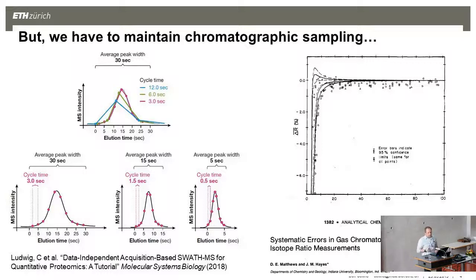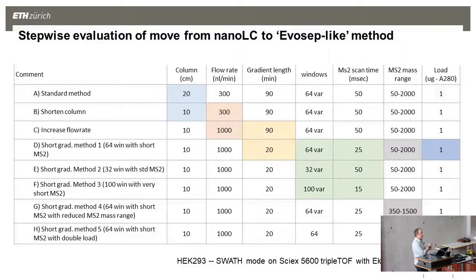And so when we were thinking about getting set up with this Evosep system, we thought, maybe we'll try and do some tests to simulate what an Evosep run might look like on an Eksigent ultra nano LC, which we use very frequently. What we tried to do was start with a standard method that we would use, which would be a 90-minute gradient with a 20 centimeter column at 300 nanoliters per minute, and we would do the DIA analysis. This was at the time on a 5600 TripleTOF, and then we would stepwise go in the direction of what an Evosep method would look like.